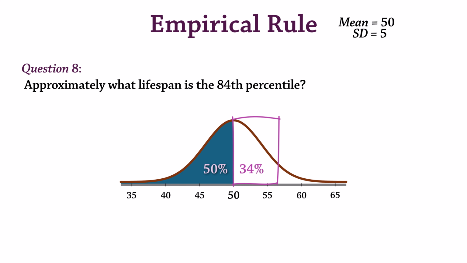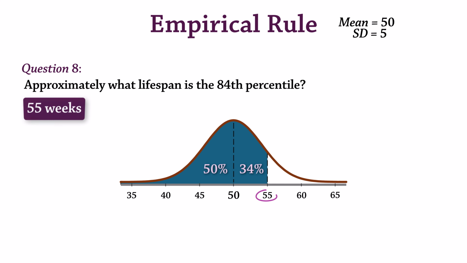Based on the empirical rule, we know that 34%, which is half of our 68%, is exactly the area between the mean and 1 standard deviation above it. That gives us 55 weeks. So if a light bulb lasts 55 weeks, it lasted longer than 84% of all other bulbs.